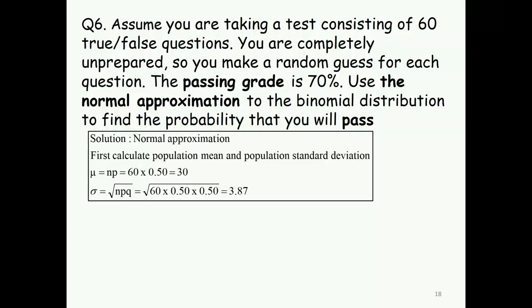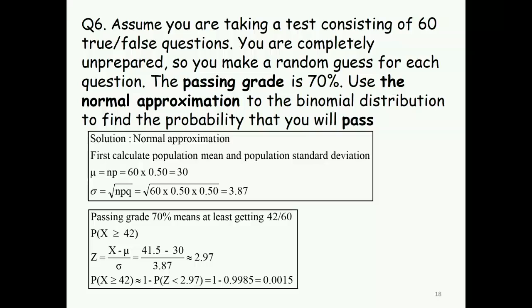Solution. First calculate np. n is 60. The probability would be 0.5 because true-false is like head and tail. So np is 30, and sigma is 3.87. The next step is greater than or equal to 42, because passing at 70% means at least you have to get 42 out of 60. Now this is the formula. But keep in mind, why do I write 41.5 instead of 42? Why?